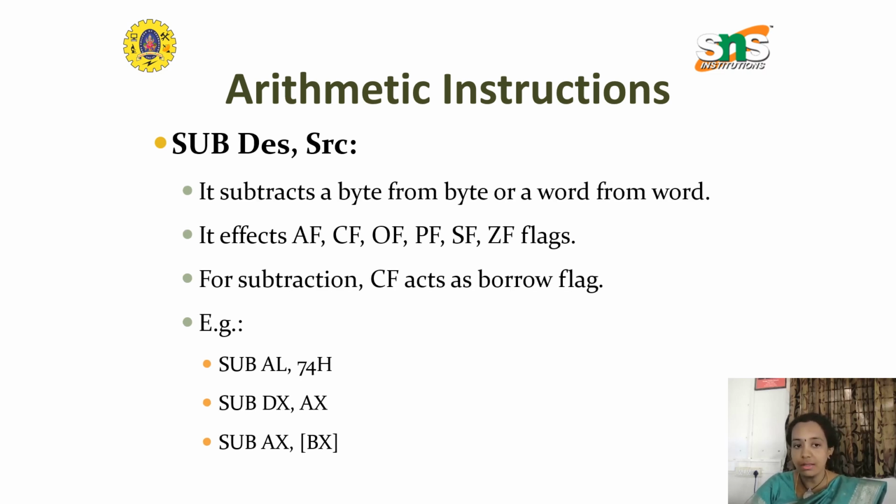This instruction is the subtract instruction, SUB. SUB AL, 74H: 74H is the data given directly, and it is subtracted from the data in the accumulator AL. SUB DX, AX means the content in the register AX will be subtracted from the data in DX. That is the main work of this second instruction. The third instruction subtracts the data in register BX from the accumulator AX.